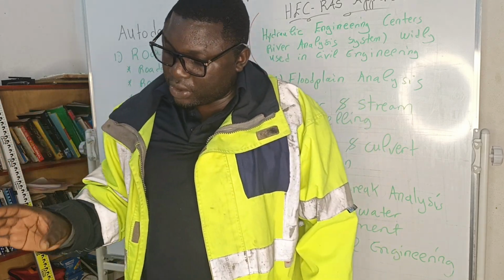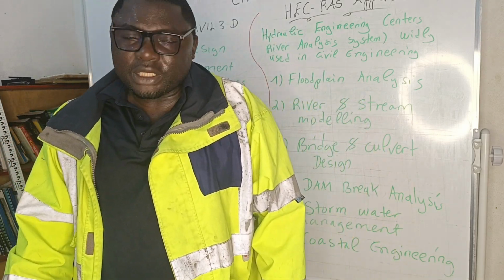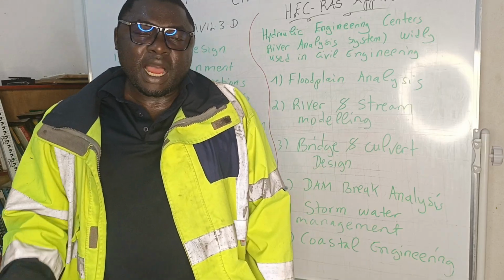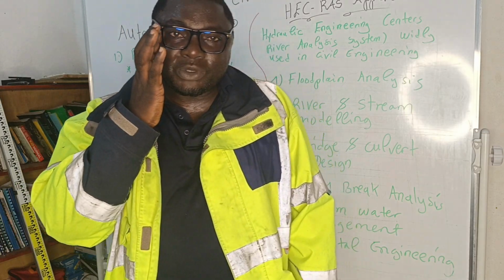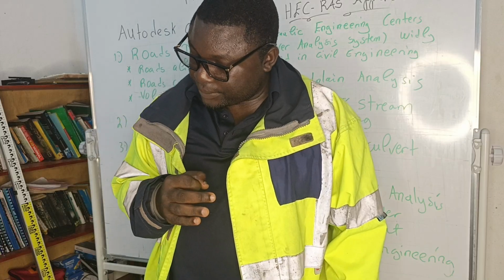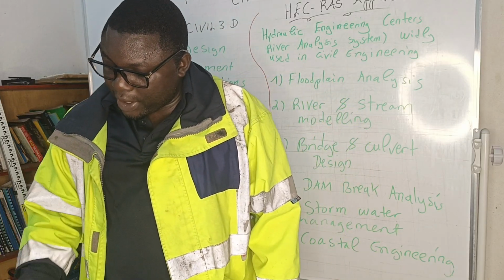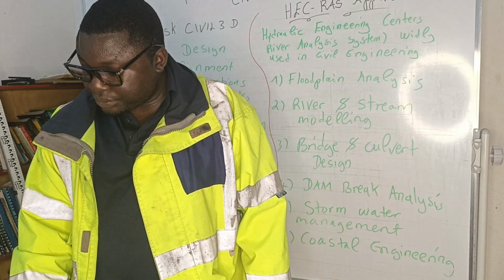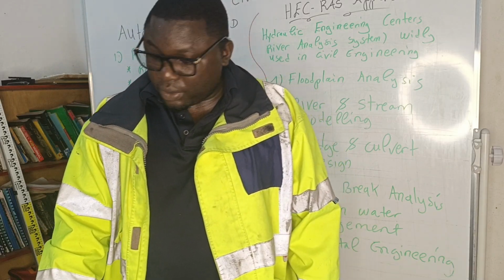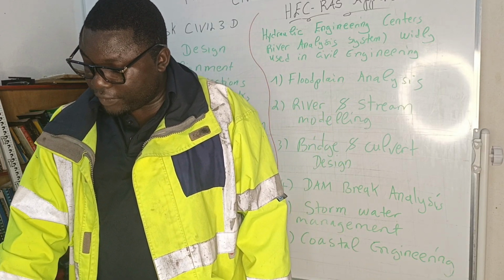So when we are done with the coordinate system, we are going to talk about how we can use this coordinate system to set out engineering structures. From coordinate system, now we are going to move down to chapter 2. Chapter 2, we are going to talk about boundary surveys.